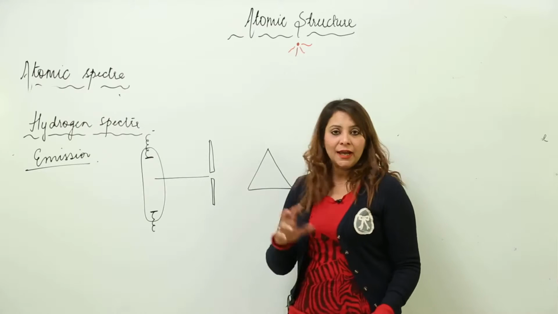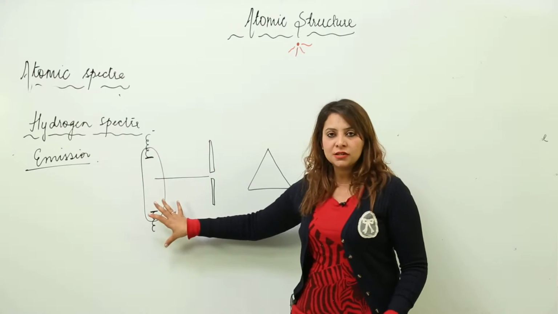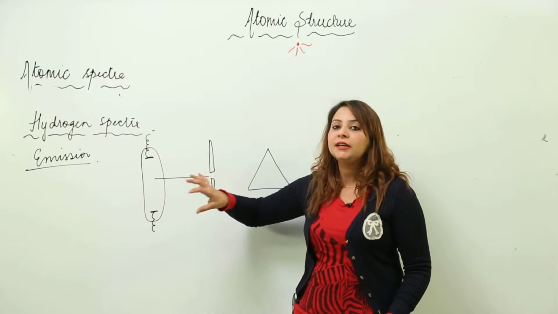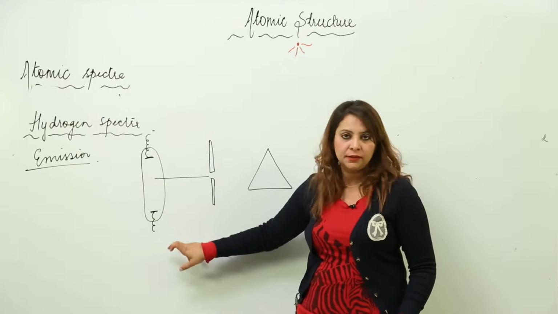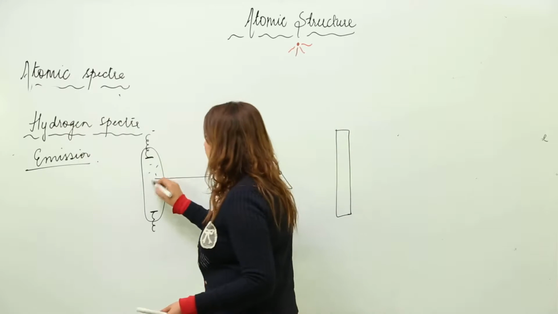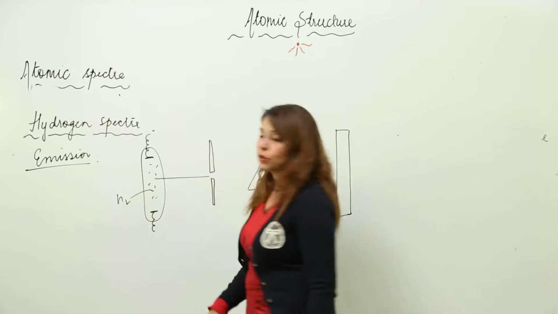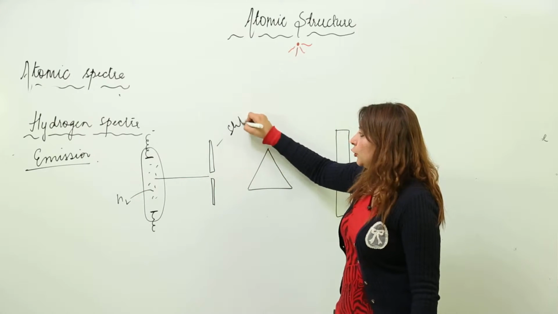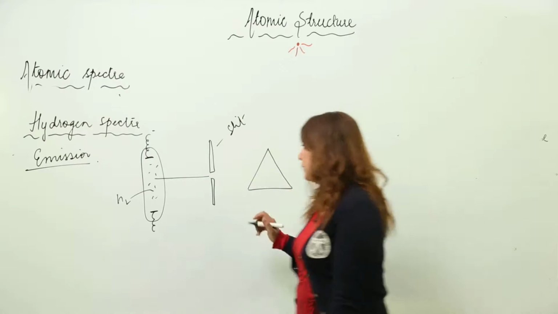So what I have here is a discharge tube in which I have hydrogen, and I am going to pass an electric discharge, as you can see the wires here, right? So electric discharge is passed through hydrogen. So obviously it will emit light. So this is light, these are slits to obtain a fine beam, this is prism.